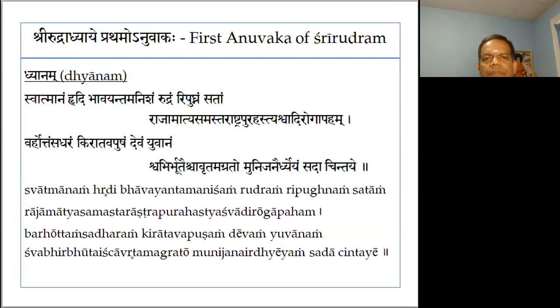So let me first read it, then we look at the meaning. Swatmanam hridi bhavayantam anisham rudram ripugnam satam raja matyasamasta rashtrapura hastyashvadi rogapaham. So you can see many words are combined in one word. Raja Matya Samasta Rashtrapura Hasty Ashvadi Rogapaham. There are many words. We'll look at the breakdown and the meanings.